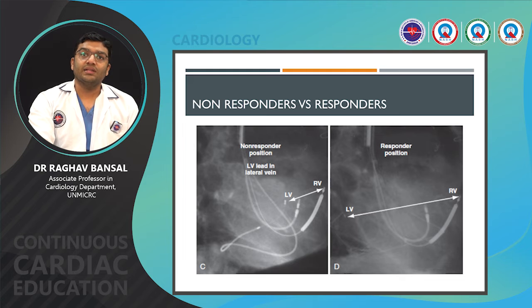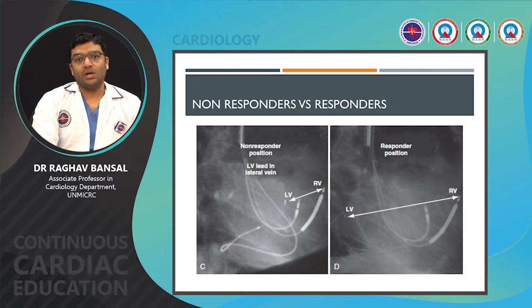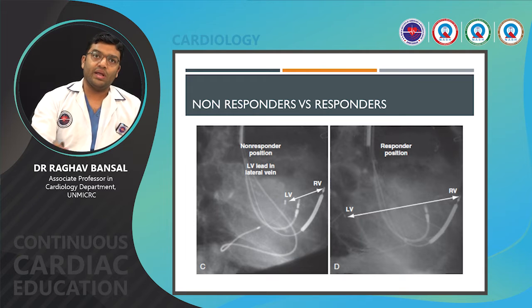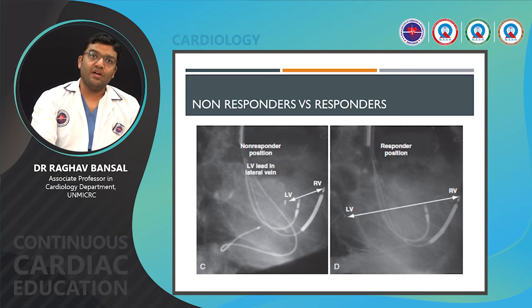This is another example where reimplantation of the LV lead was done due to non-response, since the LV lead was very near to the RV. So what we are practically trying to attain is this: the last part of the LV, which is activated last because of the broad LBBB QRS, we are trying to activate first. So we have to go to the basal lateral LV to get a good CRT response. This is one prime thing which we need to know so that we can go ahead with the procedure.